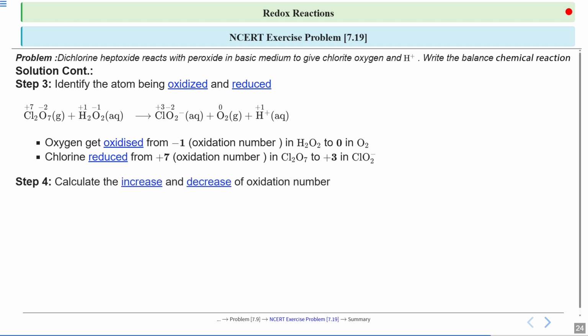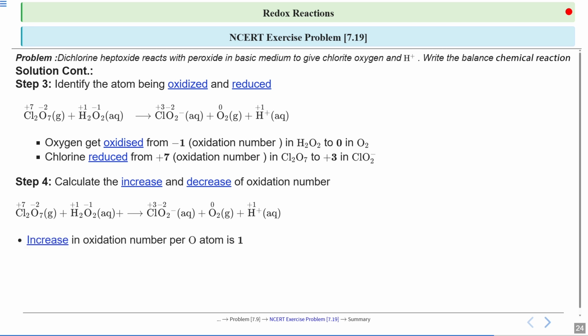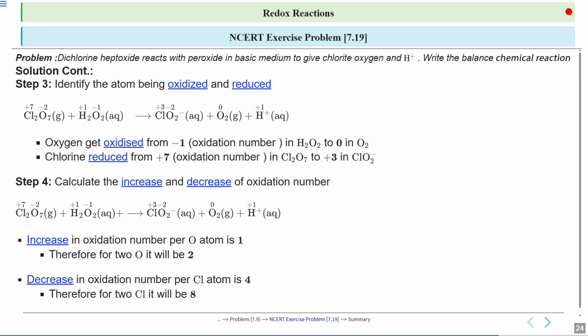In the step 4, if we have to calculate the increase and decrease of oxidation number, how we will calculate? We will calculate the change in the oxidation number that has been increased or decreased. So for this particular chemical equation, the increase in the oxidation number per oxygen atom is 1. While we can conclude now that for 2 oxygen it would be 2. And the decrease in the oxidation number per chlorine atom is 4. Hence, for 2 chlorine atom it would be 8.